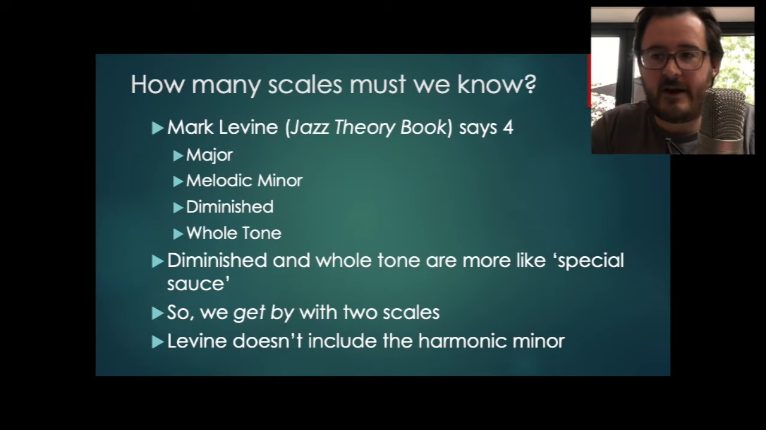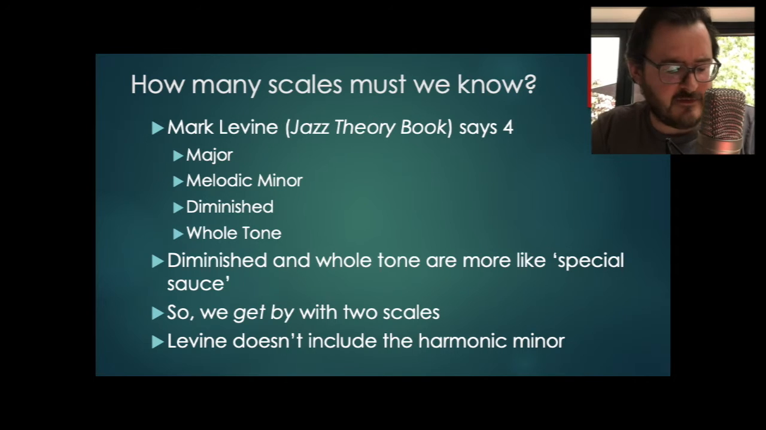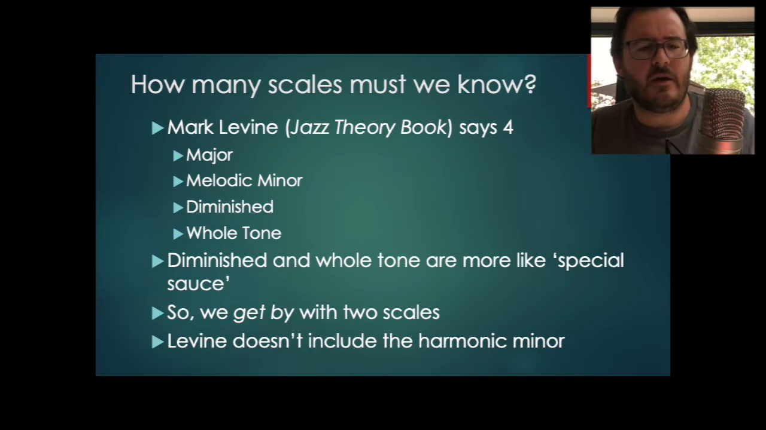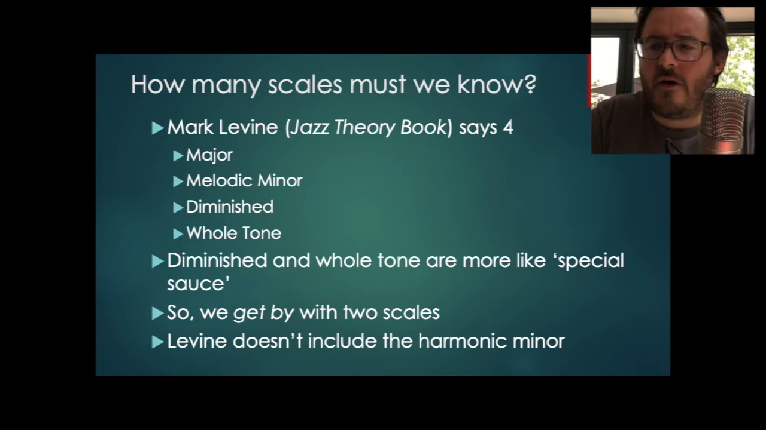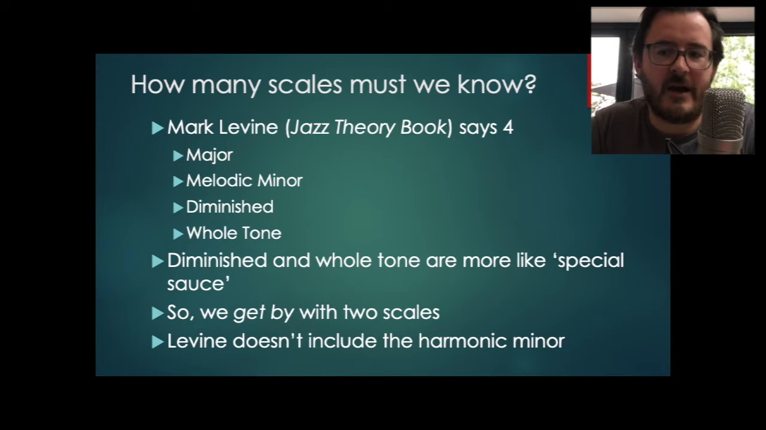And as I have recently been revisiting Mark Levine's jazz theory book, I'm probably going to talk about that a little bit. So Levine says that basically you only really need to know 4 scales to play jazz. And he gives them as the major, the melodic minor, the diminished, and the whole tone. Now, of those 4, really the diminished and the whole tone are kind of special sauce. So they are special effect scales, but they're not generally the main part of what you might play. You use them to create an effect.